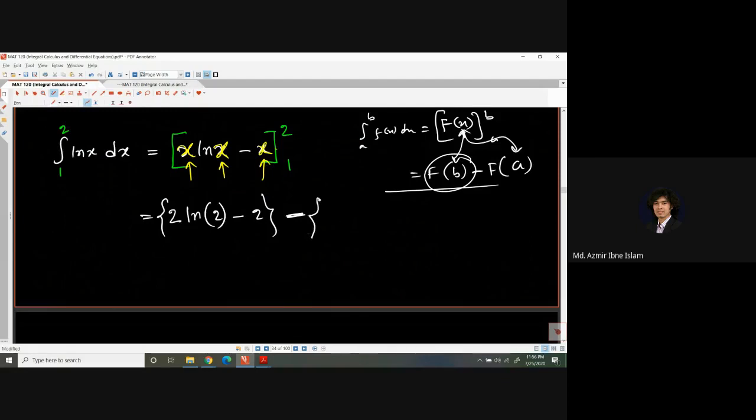Then again we have to input the lower limit where we have x. So this is 1 natural log of 1, negative 1. So let's try to evaluate the value. That is, we are getting 2 natural log of 2, negative 2, negative, and we are getting natural log of 1 minus 1. Directly we can write, we know that natural log of 1 is actually 0. So we have negative 1 here.